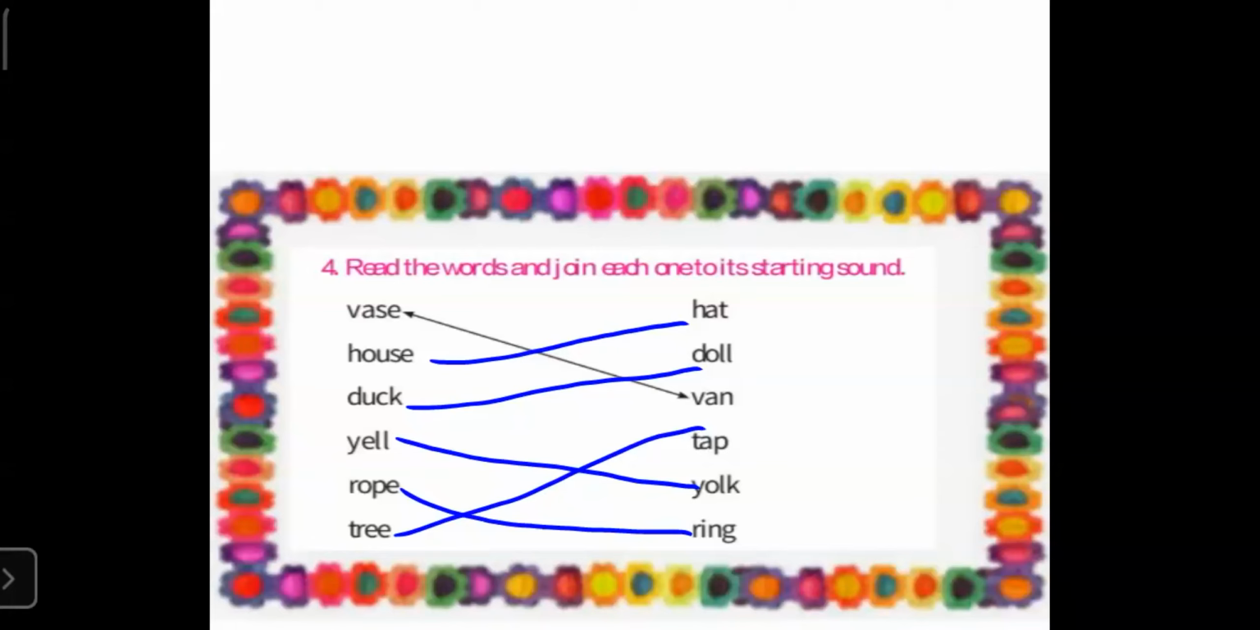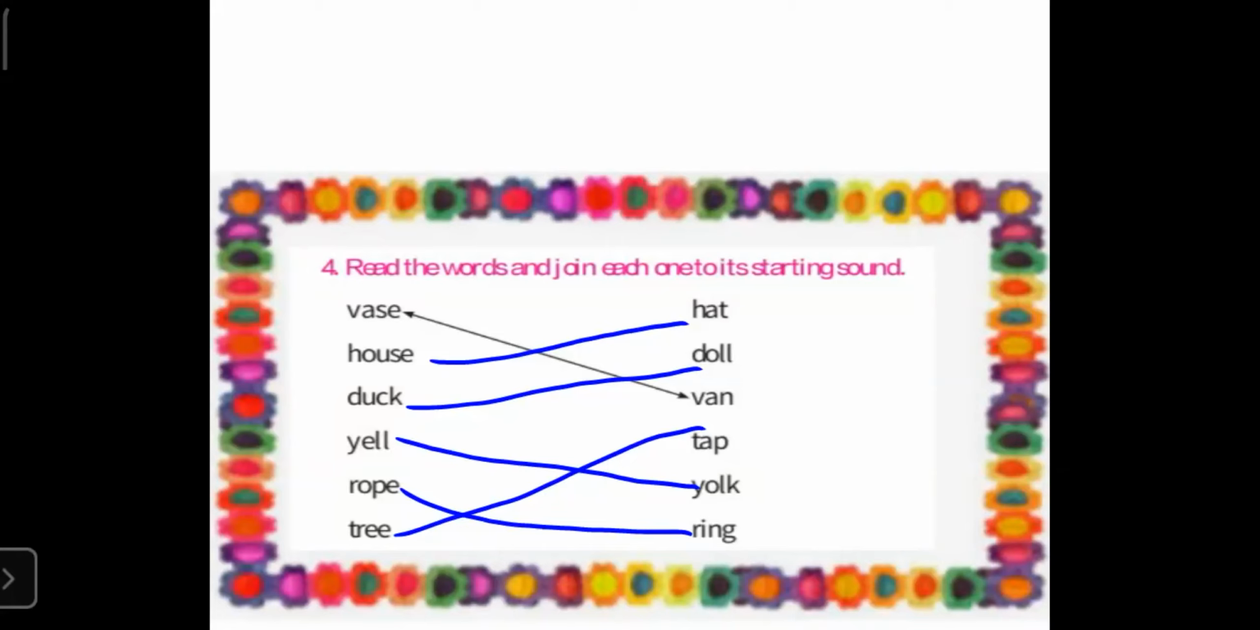Yell and yolk match with each other because they start with the same sound Y. Rope and ring match with each other because they start with the same sound R. Tree and tap match with each other because they begin with the same sound T.